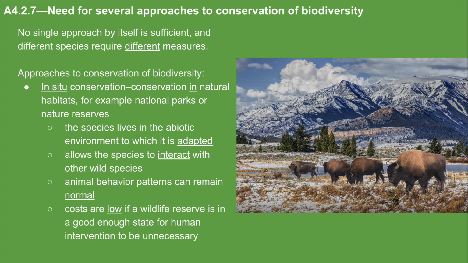So if we're looking at conserving biodiversity, we're going to see that there are going to be a variety of approaches, and no single approach by itself is going to be sufficient. Different species require different measures. So let's look at several approaches to conservation. First up, in situ conservation. This word is pronounced like the beginning of the word situation, because this means we are preserving that species in its natural habitat, or its natural situation.